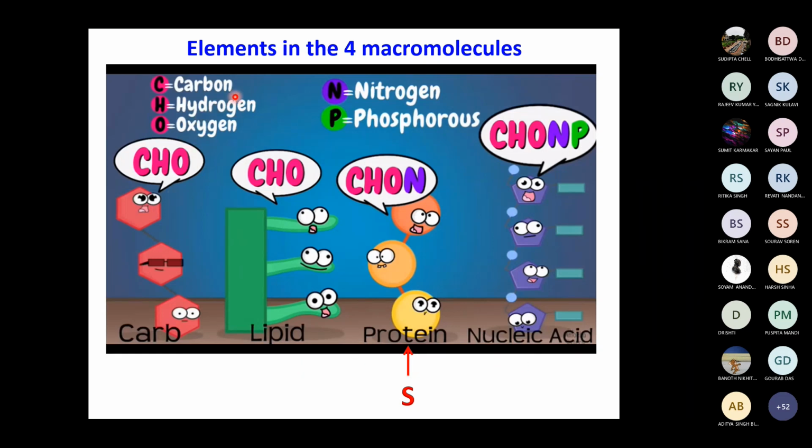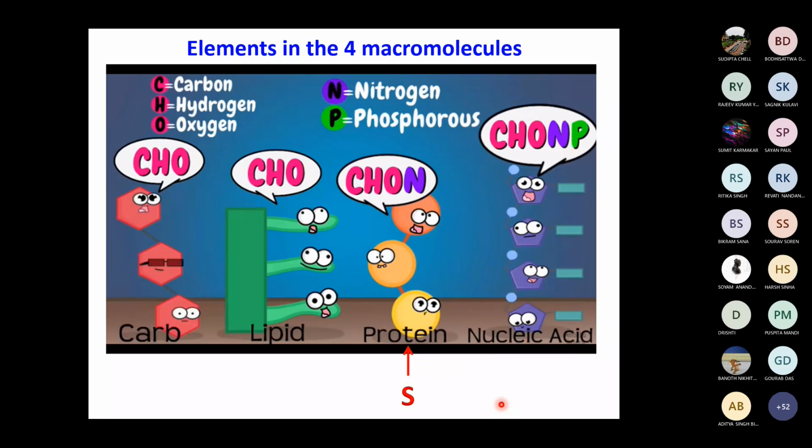You can see the elementary composition. Carbon, hydrogen, oxygen are present in all the macromolecules. In protein, CHON, and there is also sulfur. In nucleic acid, CHONP, so nitrogen and phosphorus are also there in nucleic acid. Carbs and lipids have the same elements: carbon, hydrogen, oxygen. Proteins have carbon, hydrogen, oxygen, also nitrogen, and some sulfur because cysteine contains sulfur. And in nucleic acid we have carbon, hydrogen, oxygen, nitrogen as well as phosphorus.